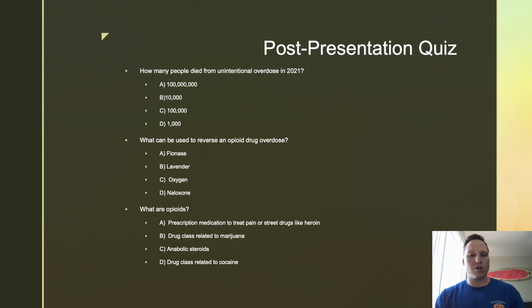And the next question, what are opioids? A, prescription medication to treat pain or street drugs like heroin. B, drug class related to marijuana. C, anabolic steroids, or D, drug class related to cocaine. And the answer is A, prescription medication to treat pain or street drugs like heroin.